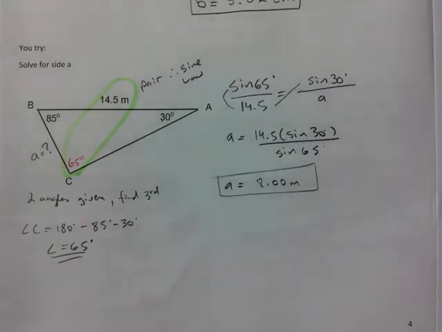Bingo. This is how you solve for sides. Every single time. Sine law. Not bad, is it? Remember last SOHCAHTOA, opposite, hypotenuse, adjacent, the label. None of that here. You just figure out your pair and then you just go with it. Okay. Let's try another one.